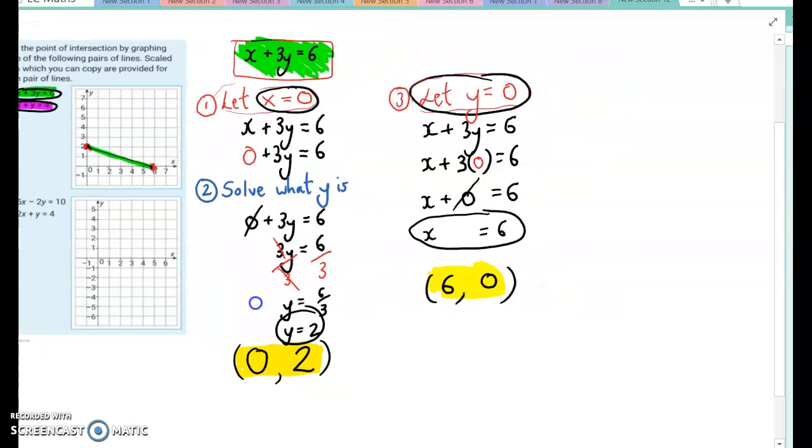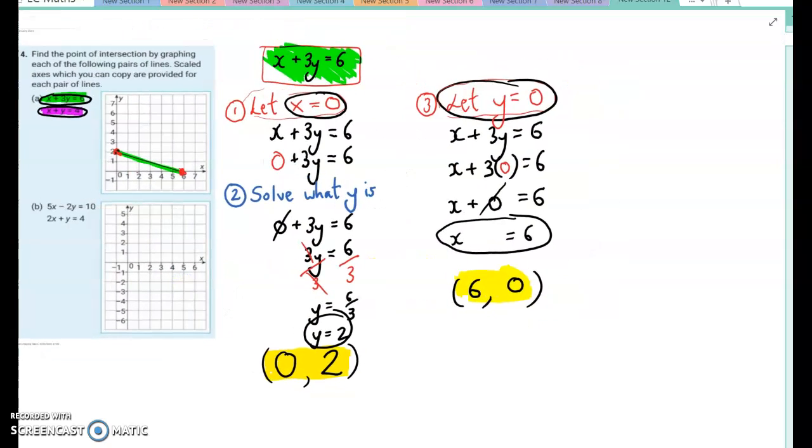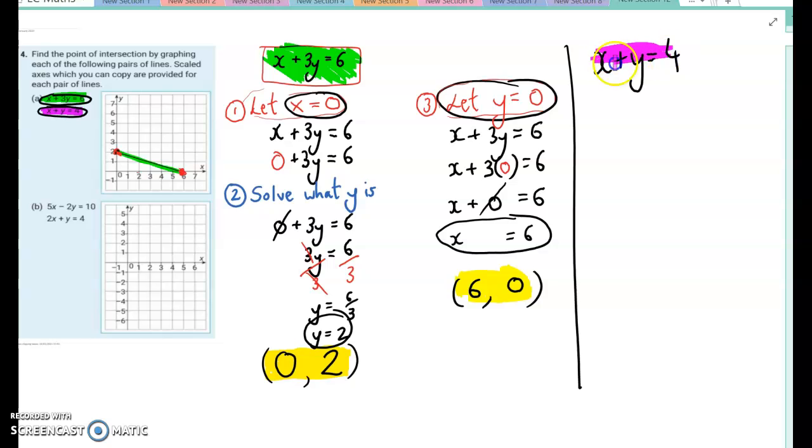x plus y equals 4. So I'll do that here. x plus y equals 4. This is the kind of purple equation that I highlighted from the question. I'm going to do the exact same thing that I did to the other equation. So step 1, I'm going to let x equal 0.